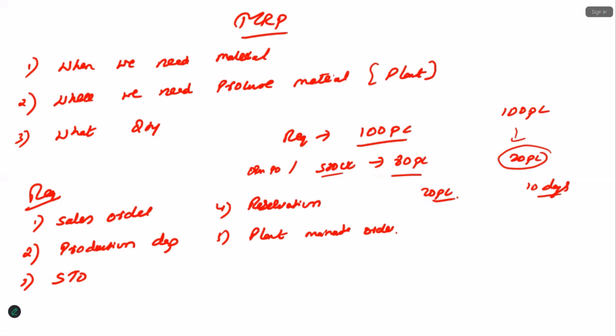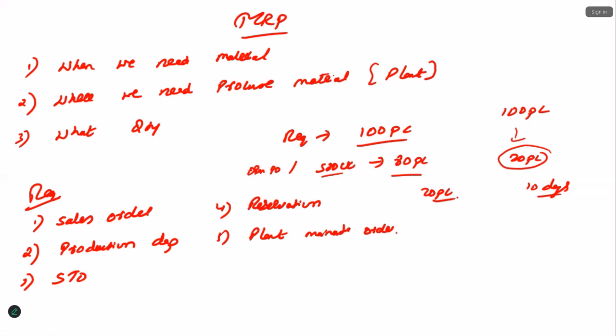So it will say that either it can come from a vendor, or you're going to get the product produced in-house. The system will say that we have a planned order which later will get converted to a production order. And if it needs to be procured, the system will say you need to create a purchase requisition, which later will be converted to a purchase order.